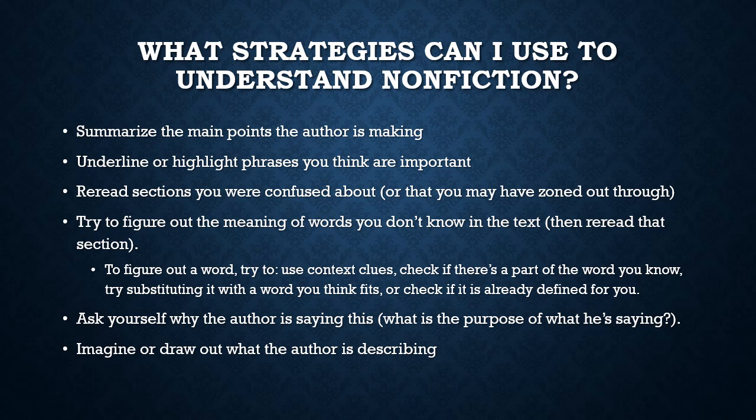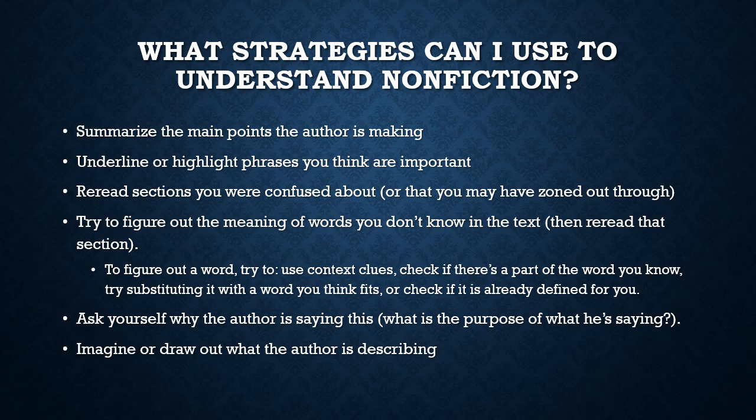You can try to figure out the meaning of words you don't know in the text and then reread that section. To figure out a word that you don't know, you can try to use some context clues or check if there's a part of the word you might know. You can try substituting that word with a word that you think fits well, or you can just check if the word is already defined for you. Sometimes it's right there on the page. But the point is that you want to figure out the meaning of words you don't know and that you're confused about, and then just reread that section as another way to understand a nonfiction text a little better.